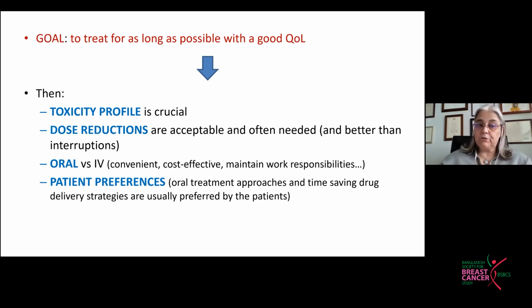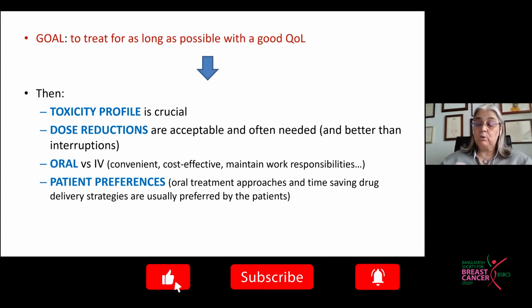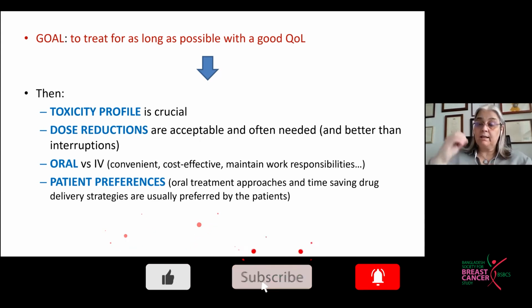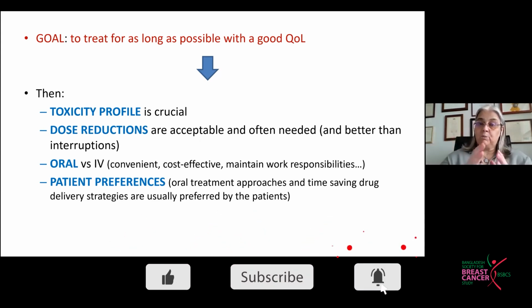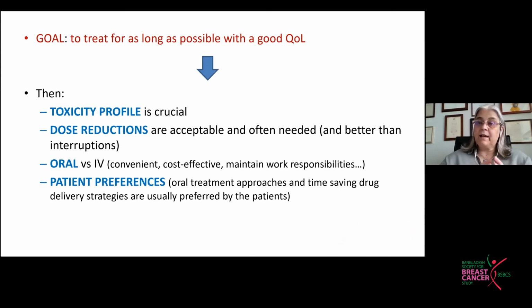Do not be afraid to reduce the dose. The idea that we must keep the high dose like we do in the early setting is not needed for the metastatic setting. We do not need to retain the highest dose. It's better to reduce and find what is the best dose for that individual patient than be forced to do many interruptions. A very good example is capecitabine.